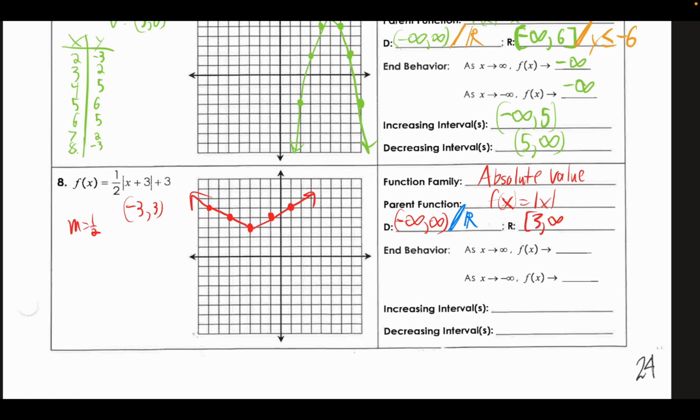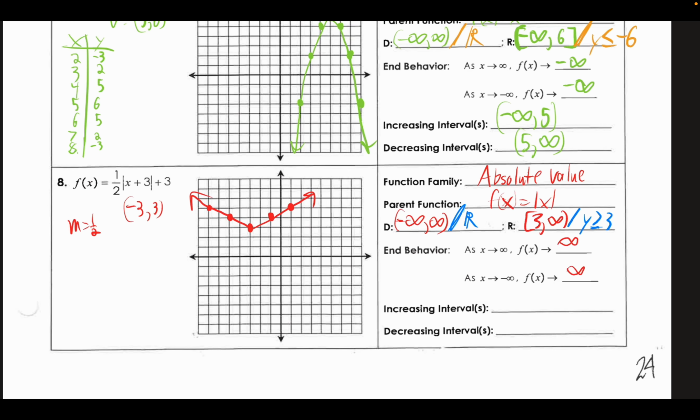So now I can do the range, which is the y value of 3 and anything higher, so 3, infinity, with 3 being a bracket. Or I could say y is greater than or equal to 3. As x approaches positive infinity or negative infinity, to the right forever or left forever, the y values do the same thing, both going up forever to positive infinity.